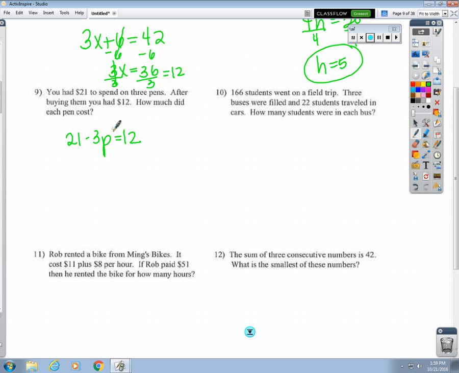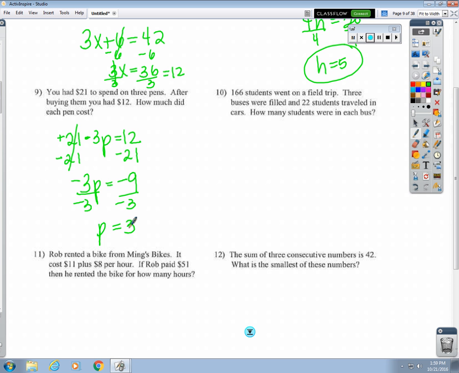Let me make a quick statement. So many kids mess up here. I see this mistake made all the time. They want to add 21, and let me tell you why. They see this sign and automatically think, oh, I need to add. But this sign belongs to the 3, correct? The 21 is already positive, so to get rid of it, we subtract it. That way it'll cancel on that side, and then we subtract it over here. Now you have negative 3p equals negative 9. And now you divide by negative 3, so your final answer is 3.